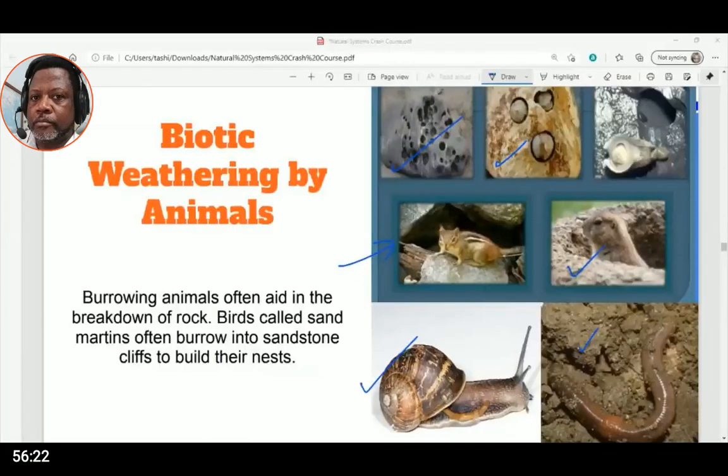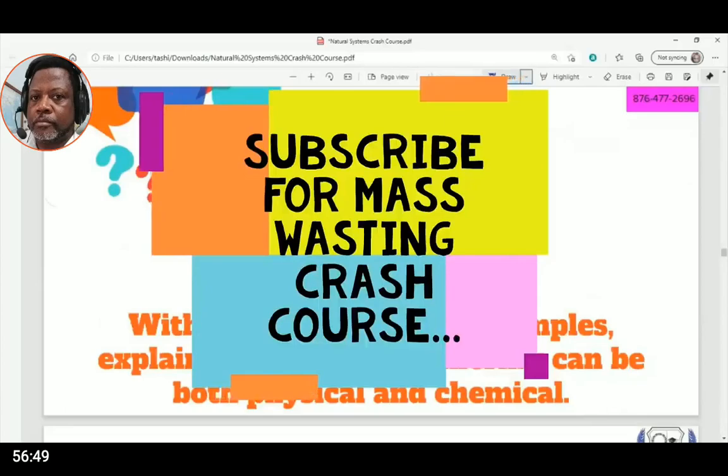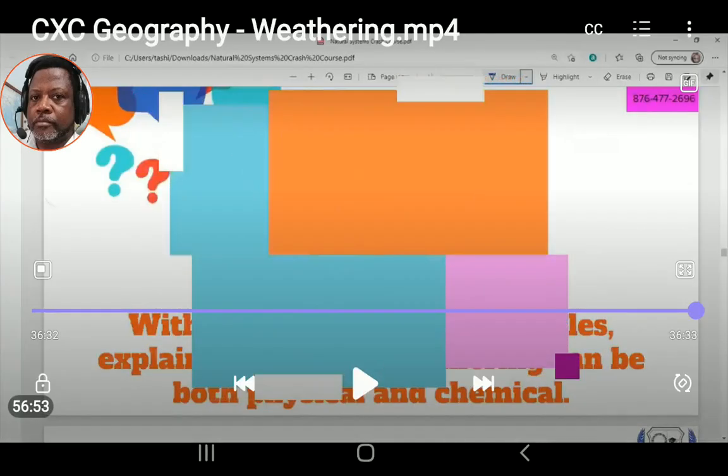So I don't think Jamaican teachers do that. We teach all 3 types of weathering, but there are some persons that will only teach you 2 types of weathering. So they'll just tell you physical weathering and chemical weathering, because plants and animals can fit under physical and they can also fit under chemical. So this one here, with the use of specific examples, explain how biotic weathering can be both physical and chemical.